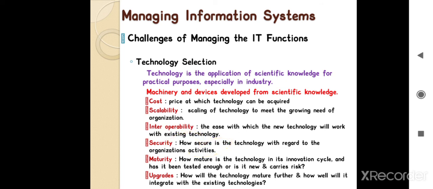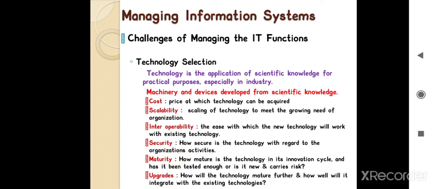Next to that, maturity. How mature is the technology in its innovation cycle, and has it been tested enough, or is it new, or is there some risk if we carry it out? As the experience related to that technology increases, the number of people who have their own testimonials increases. If they are saying that the technology is the best one, and we are getting the feedback, that means it is mature enough. There is no risk in making use of such a technology. So at that time we can adopt that particular technology.